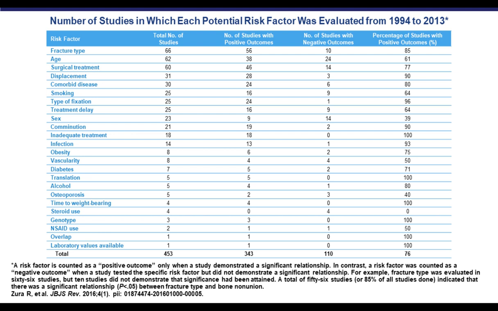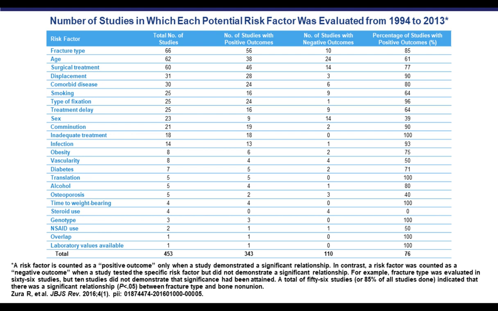38 of the studies had positive outcomes, meaning that when they looked at age specifically, they thought it was causative of non-union. However, 24 of the studies said that there was not an association, and they were negative outcomes. So 61% of the papers looking at age said there was a positive correlation. However, 40% said there was not.